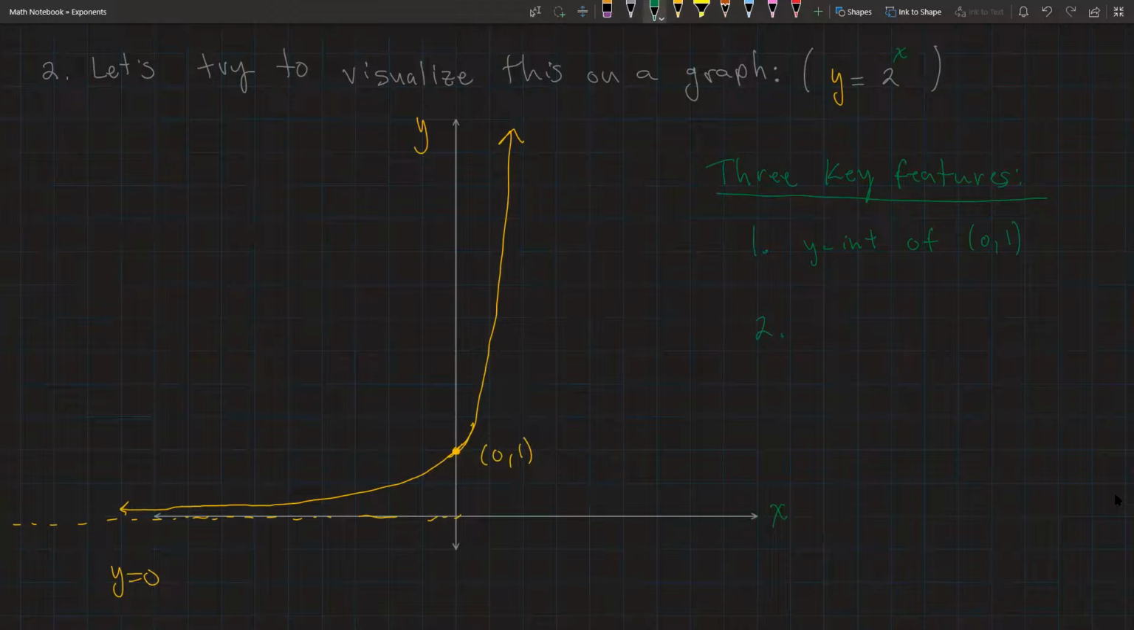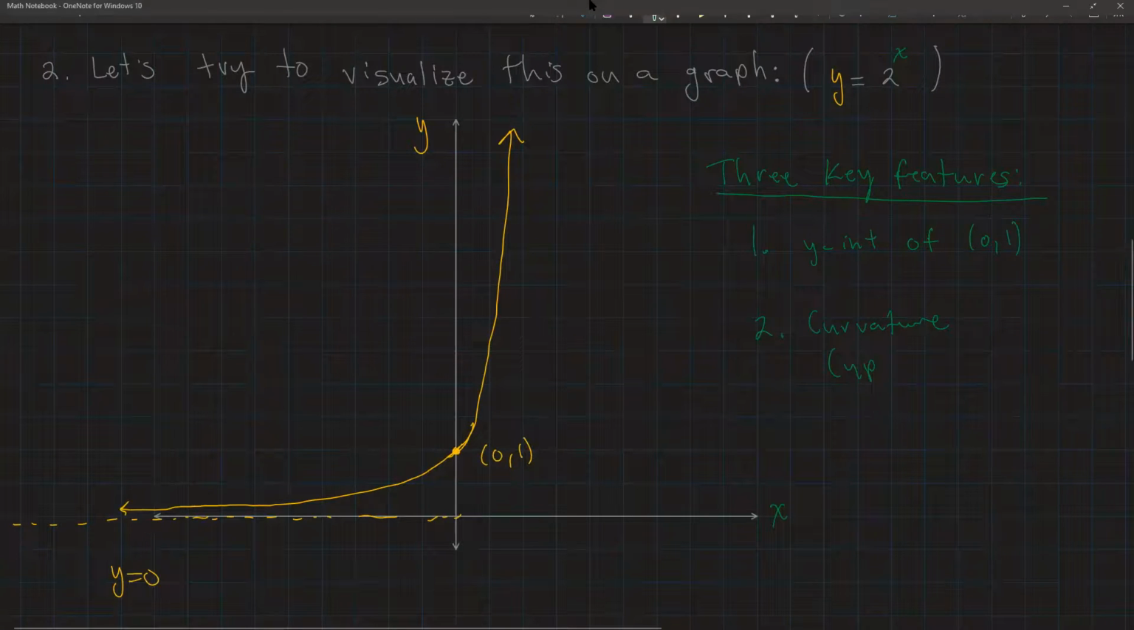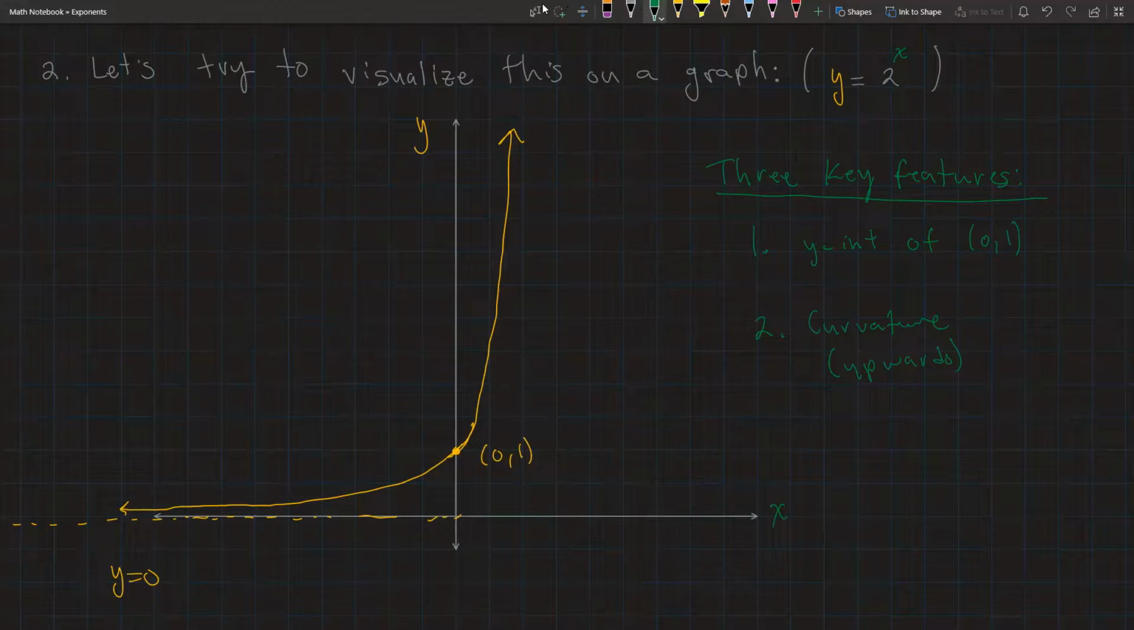Next thing is that it does curve. This graph has curvature. And it curves upwards, all right? For this particular parent function, sometimes it's going to curve downwards, but that's a transformation.